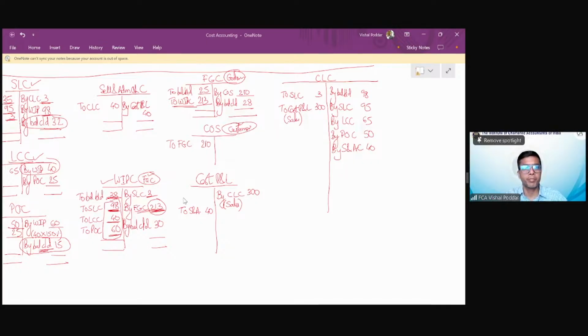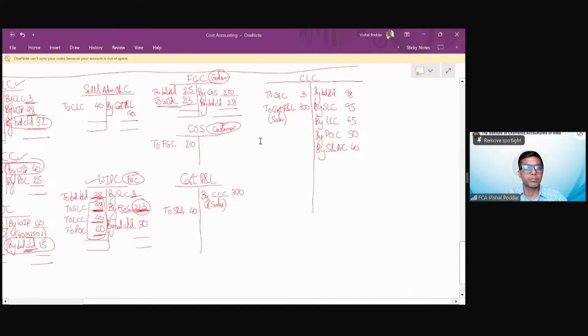Which one is 20, beta? Rohan, which one is 20? WIP balance. Okay. How much have I written? I've written 30. Okay, it is 20. Correcting it. Yes. So it is 20. Fine.